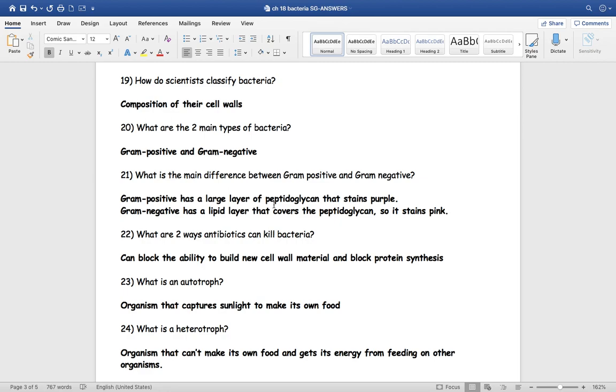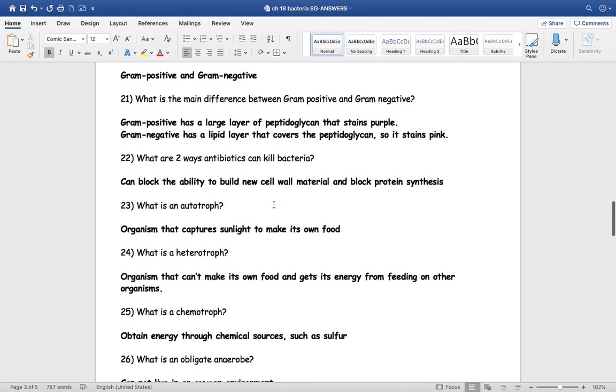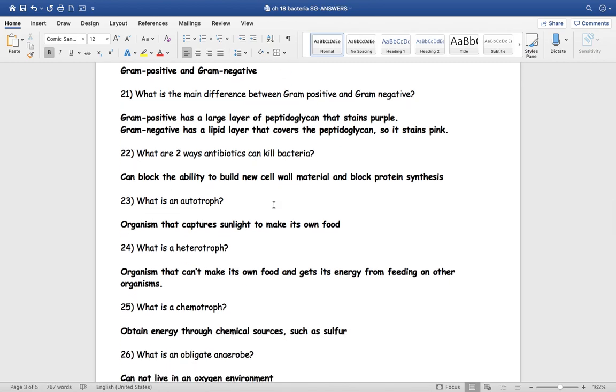And what's the difference between gram-positive and gram-negative? Gram-positive has a large layer of peptidoglycan that stains purple. Positive, peptidoglycan, purple. Gram-negative has a lipid layer that covers the peptidoglycan, so it stains pink. What are the two ways antibiotics can kill bacteria? They block the ability to build new cell wall material and block protein synthesis. So they can't make proteins and then they can't build new cell walls.